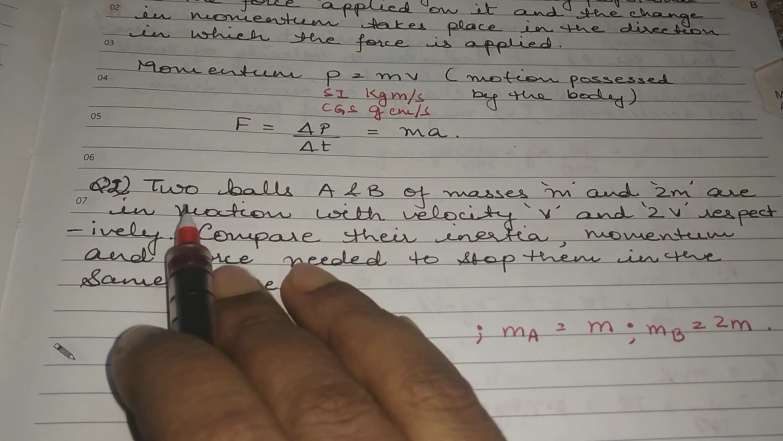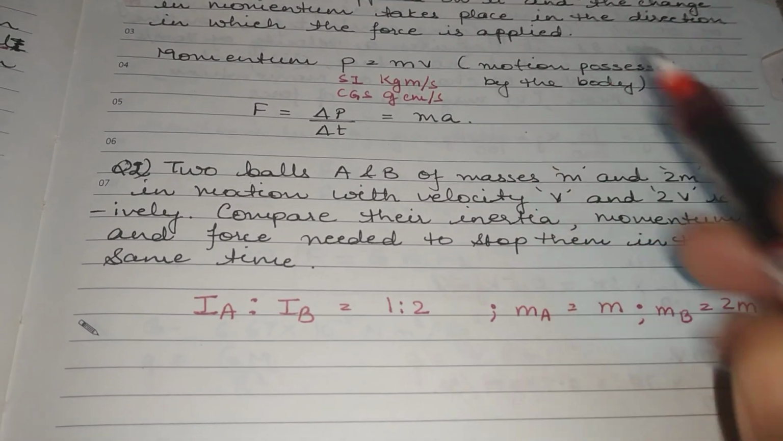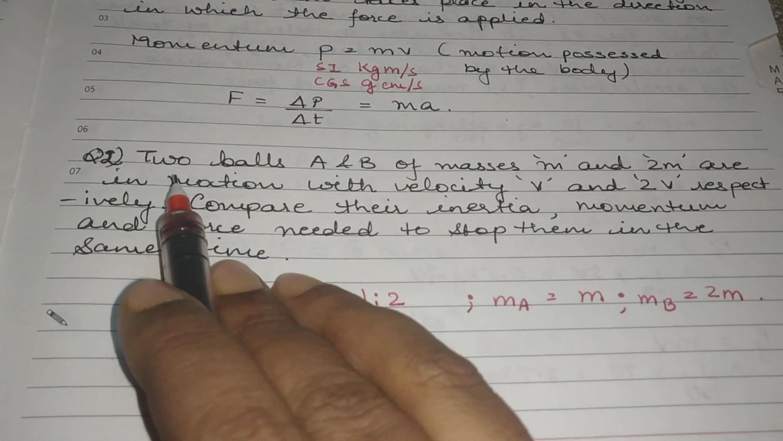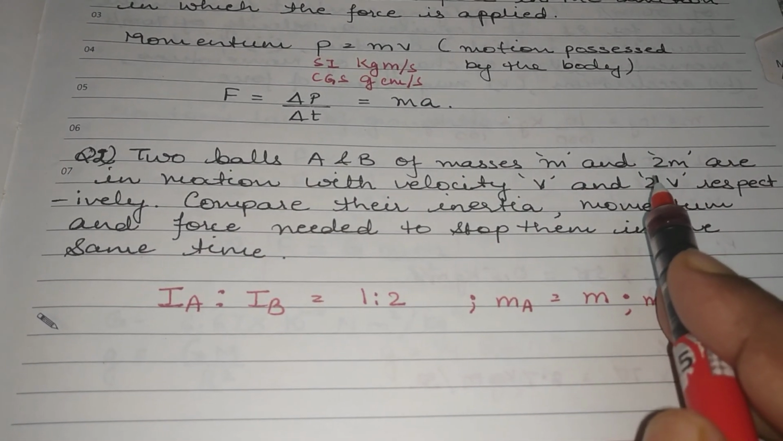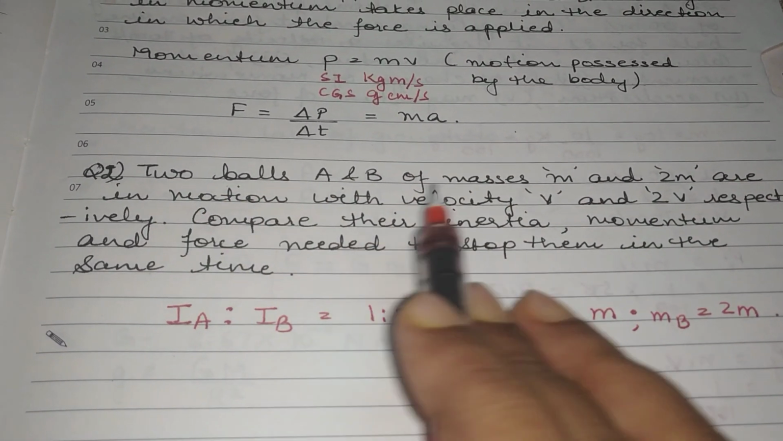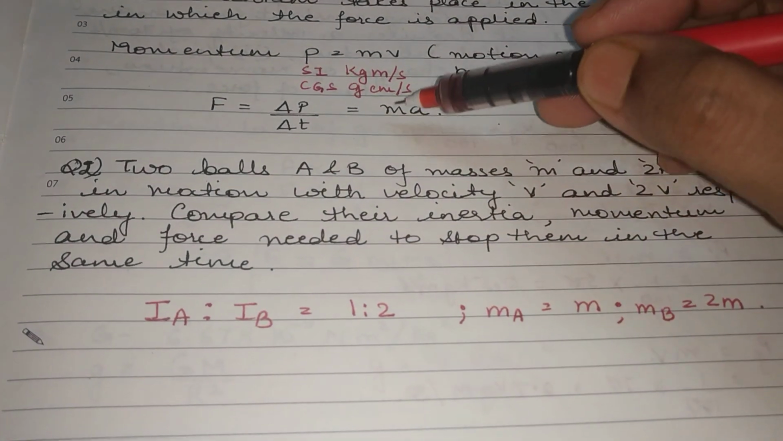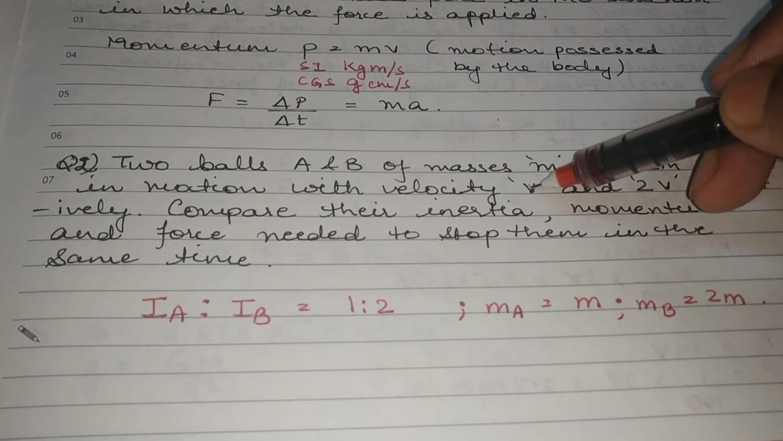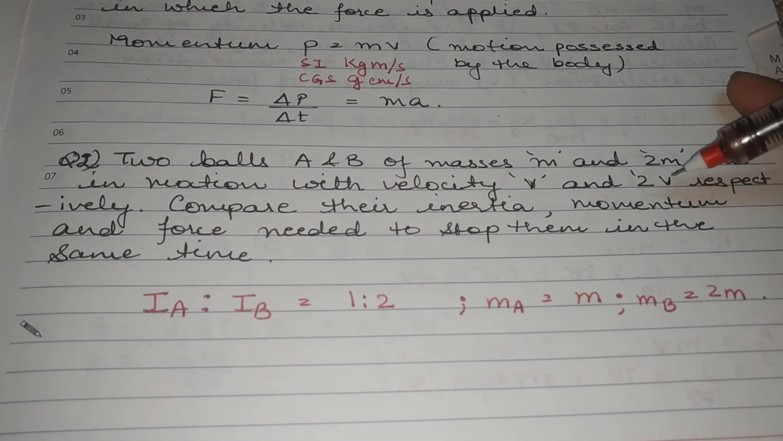So let's see the first numerical based on Newton's second law of motion. The numerical is that there are two balls A and B of masses m and 2m, and are in motion with velocity v and 2v respectively. Means that ball A has mass m and velocity v, while B has mass 2m and velocity 2v.